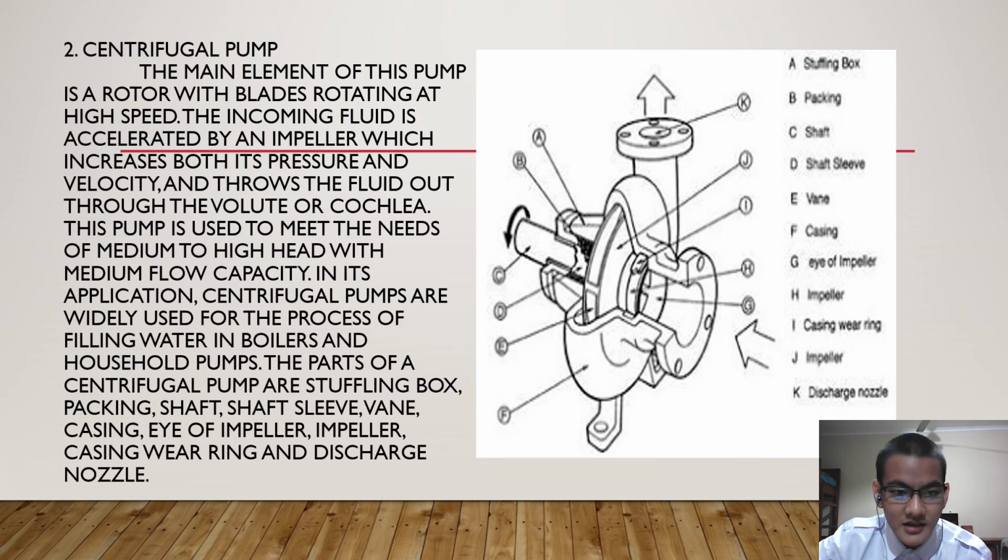Number 2. Centrifugal pump. The main element of this pump is a rotor with blades rotating at high speed. The incoming fluid is accelerated by an impeller which increases both its pressure and velocity and throws the fluid out through the volute or cochlea. This pump is used to meet the needs of medium to high head with medium flow capacity. In its application, centrifugal pumps are widely used for the process of filling water in boilers and household pumps. The parts of these centrifugal pumps are suction book, packing shaft, shaft sleeve, fan, casing, eye of impeller, impeller casing wearing, and dirt check nozzle.